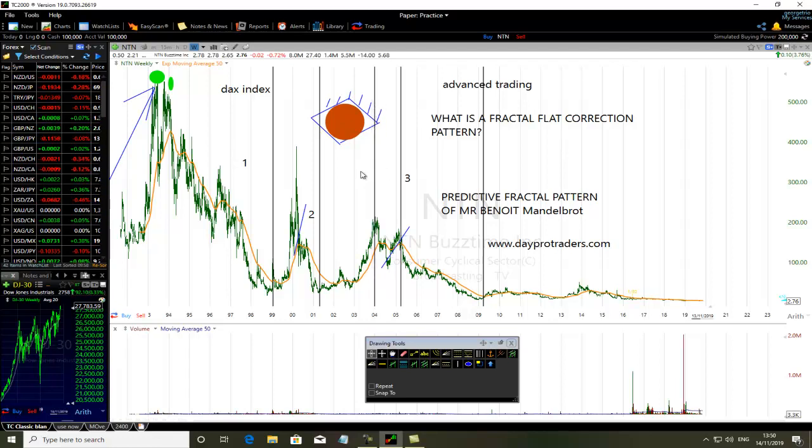So, this is about what is a fractal, a flat correction. This is a very good example here for traders that want to improve their market forecast and become a more advanced Elliott wave trader. It's very important for Elliott wave traders to combine the Elliott wave analysis with predictive fractal pattern. We use the predictive fractal pattern also when we are using the structure of the first wave to forecast the motive wave, and when we are using the structure of the second wave to forecast the corrective wave after the motive wave.